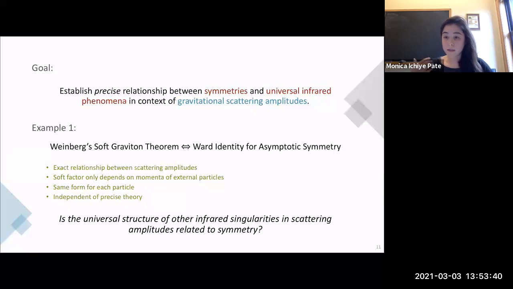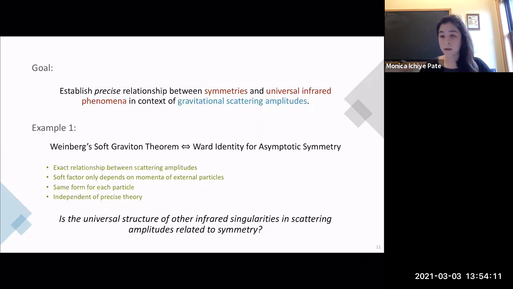However, now that we have this symmetry interpretation also available, we can understand these properties as arising from symmetries. So the reason why there was an exact relationship between scattering amplitudes is because that's how symmetries behave in the context of the scattering problem. And the fact that the soft factor was the same, but depended only on the momenta of the external particles and had the same form for each particle, was because that was how single particles transformed under the supertranslational symmetry.